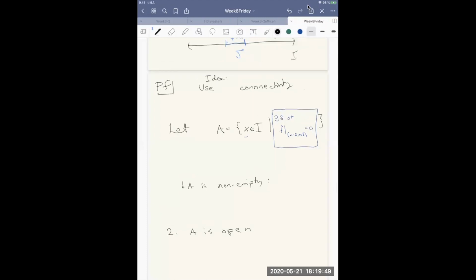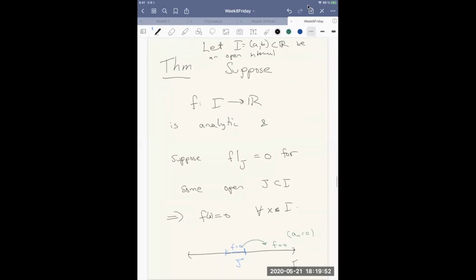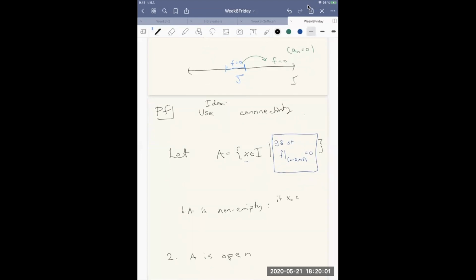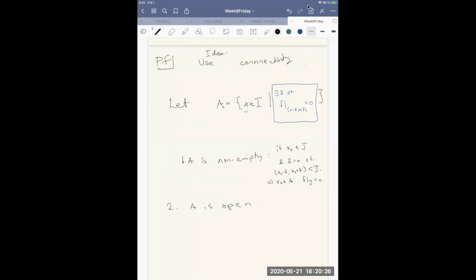So A is not empty. Usually this is rather obvious. There is some interval J such that f is 0 on J and J is in I. So if x naught is in J, and delta positive is such that (x naught minus delta, x naught plus delta) is contained in J, which is possible because the interval is open, then we know that x naught is in A because f restricted to J is equal to 0, and therefore also restricted to the subinterval of that.